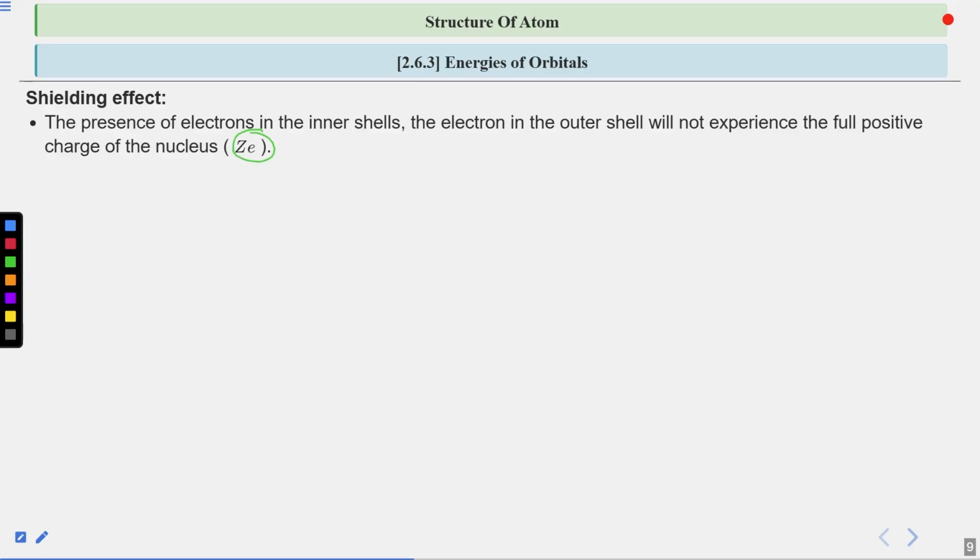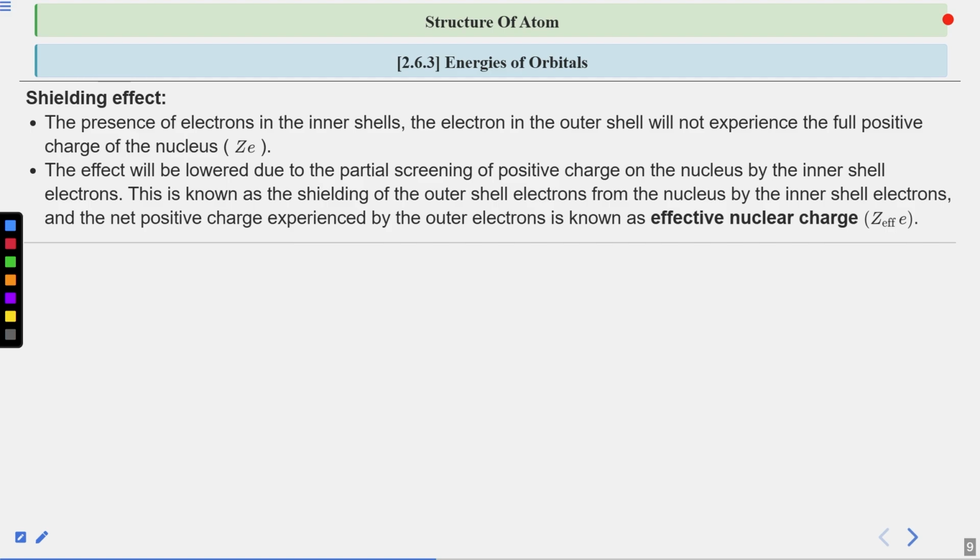Now what is the count of protons? It is Z. So what will be the total charge? Ze, very simple. If e is the charge on one proton and Z is the number of protons, then the total positive charge will be Ze. So this much charge is attracting your electron. This is the ideal case, but this is not what happens in actuality. This is true for hydrogen-like species, but in the case of multi-electron species, where we have more than one electron, the case changes.